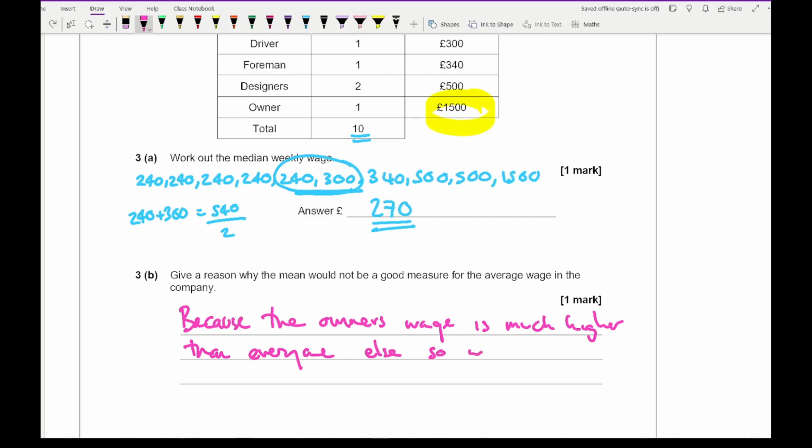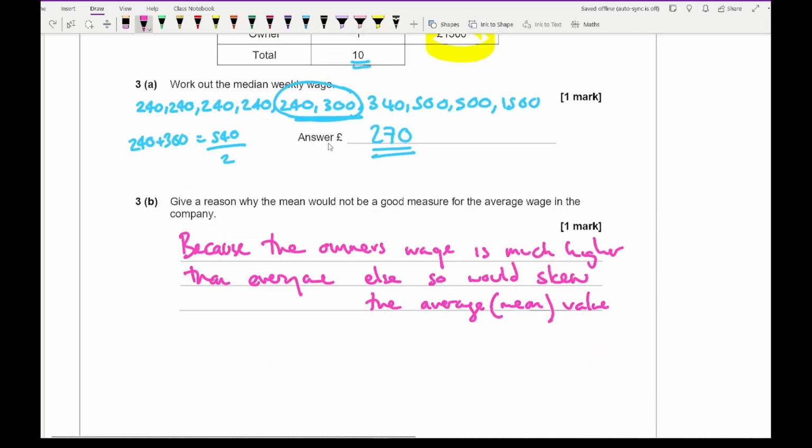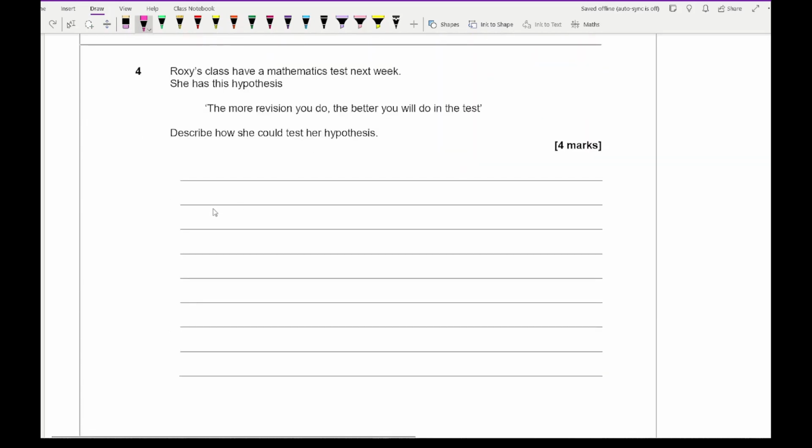So would, and what we call, skew the results, or the mean value. So something along those lines would be absolutely fine. So just highlighting the fact that the owner's wage is considerably, or three times as much as anyone else's in the company. Moving on to question 4, it says Roxy's class have a mathematics test next week.